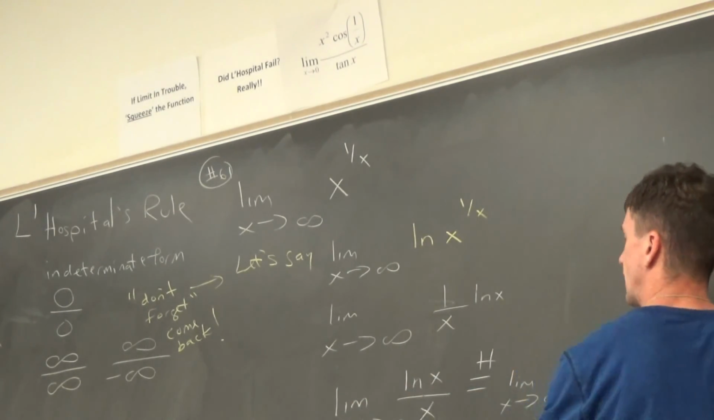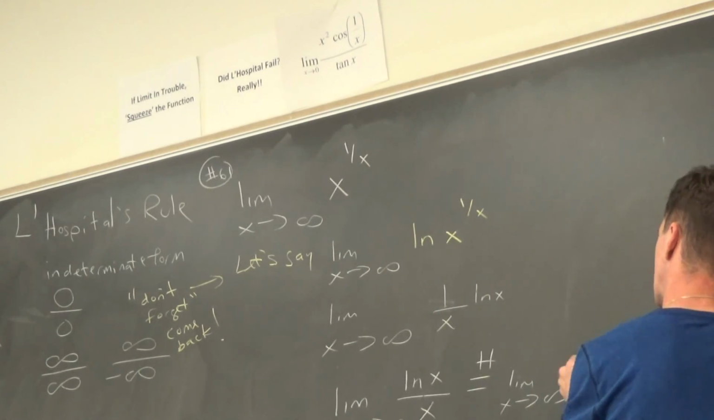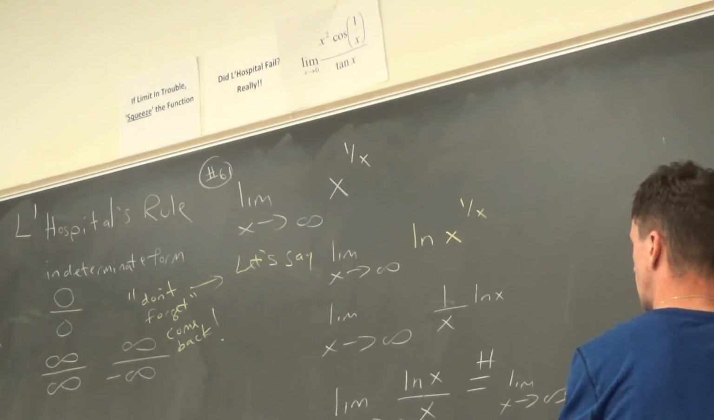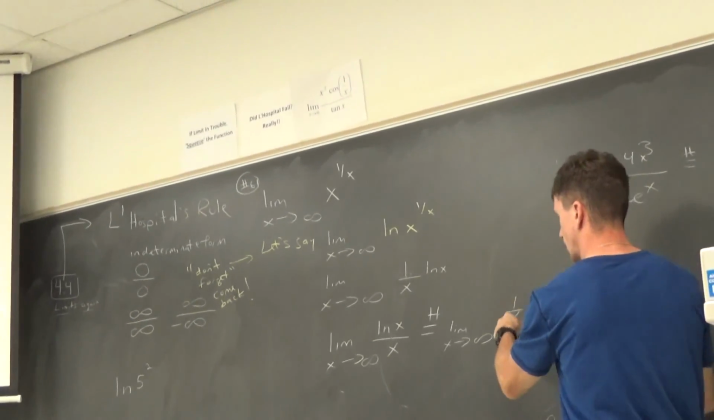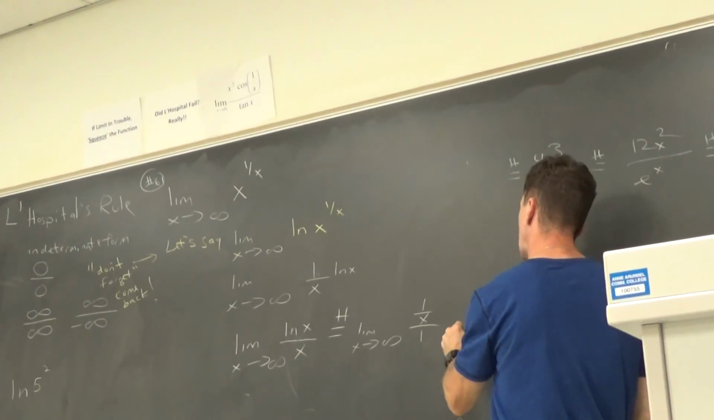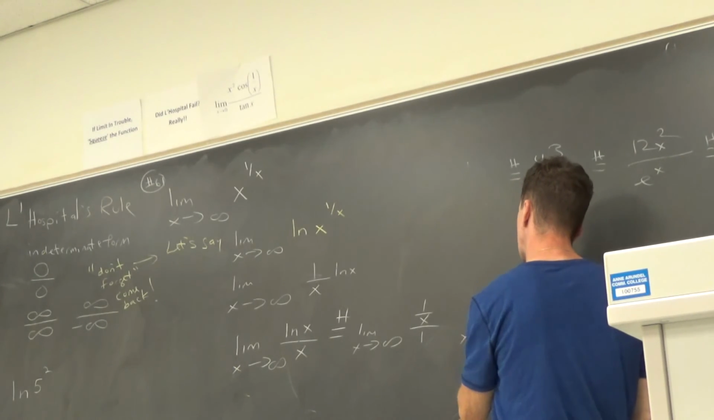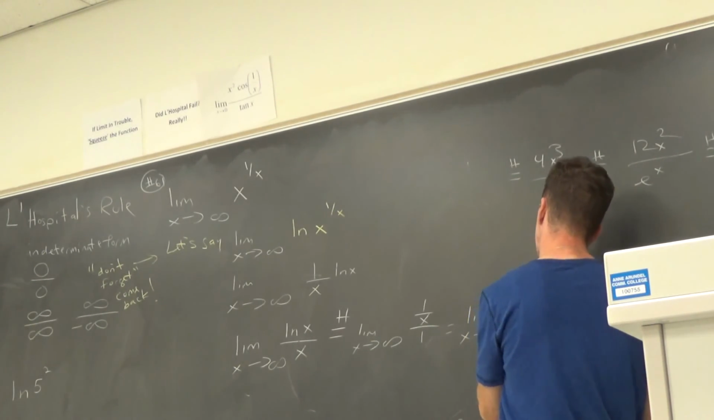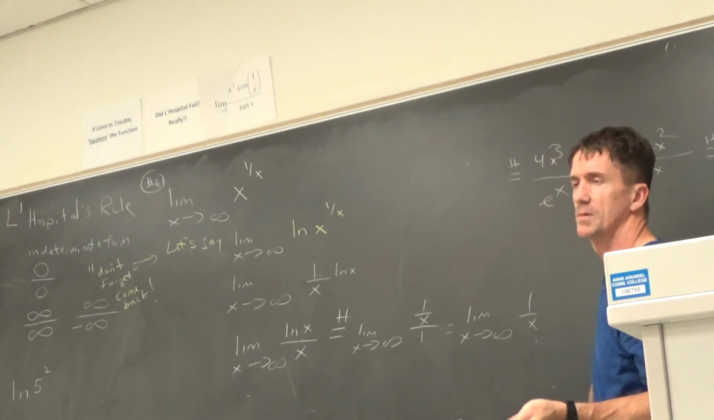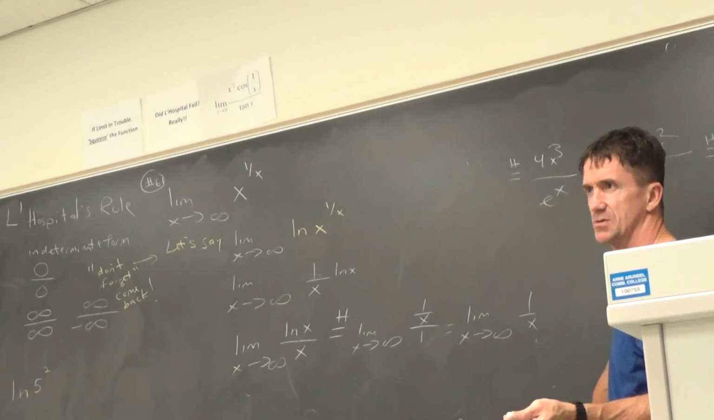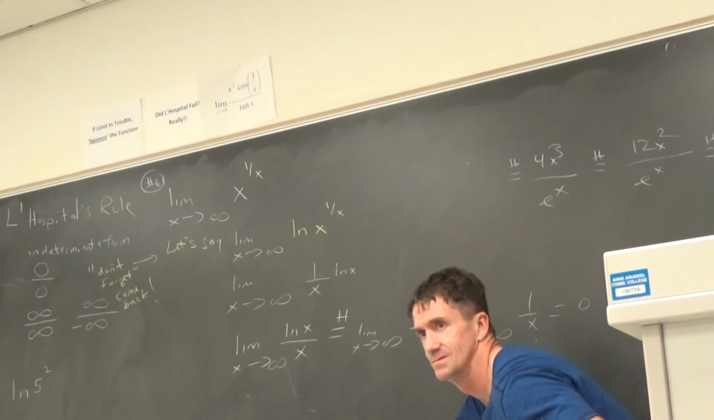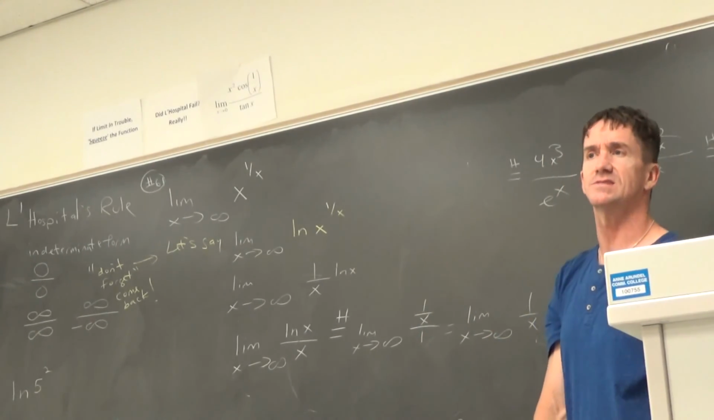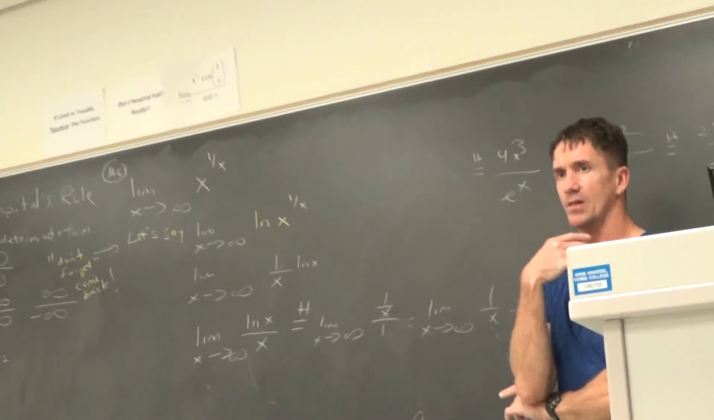Now, what's the derivative of ln x? 1 over x. What's the derivative of x? 1. So let me write this again. What's the limit as x approaches infinity of 1 over x? Whatever, a million, a trillion, a quadrillion, that's approaching what? Zero.